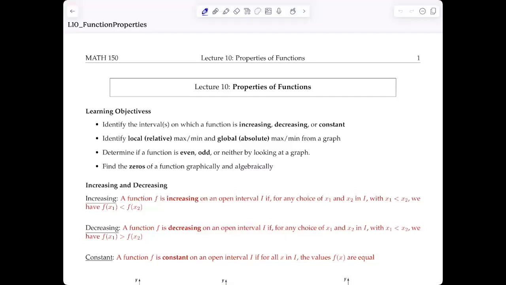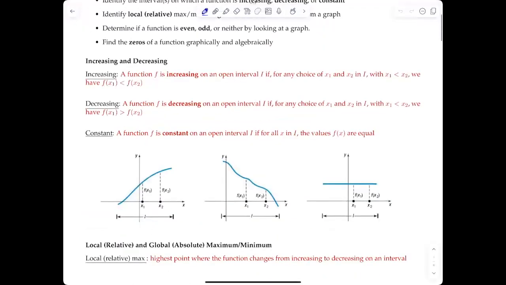So let's get started here on increasing and decreasing functions. Instead of spending time writing down the definitions, I thought I'd just include the definitions in the lecture notes so we don't have to spend time writing down everything. Now graphically, when you look at the graph of the function, you always want to look at the graph from left to right. So when you identify increasing, decreasing, or constant functions, always look at the graph from left to right.